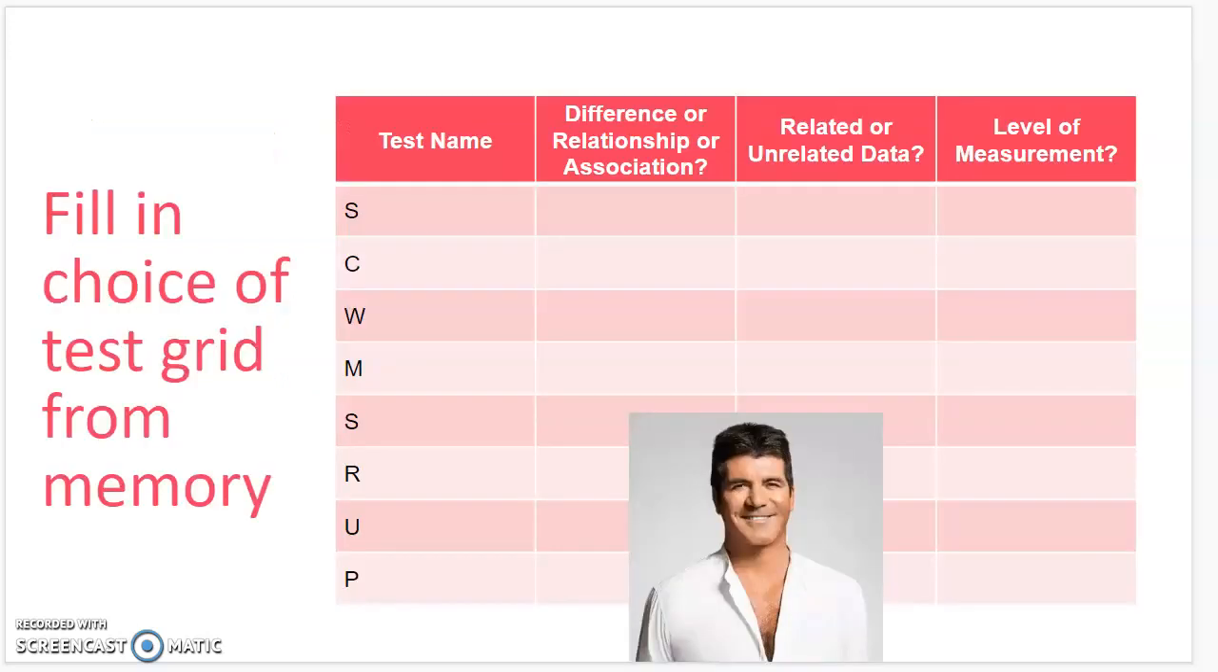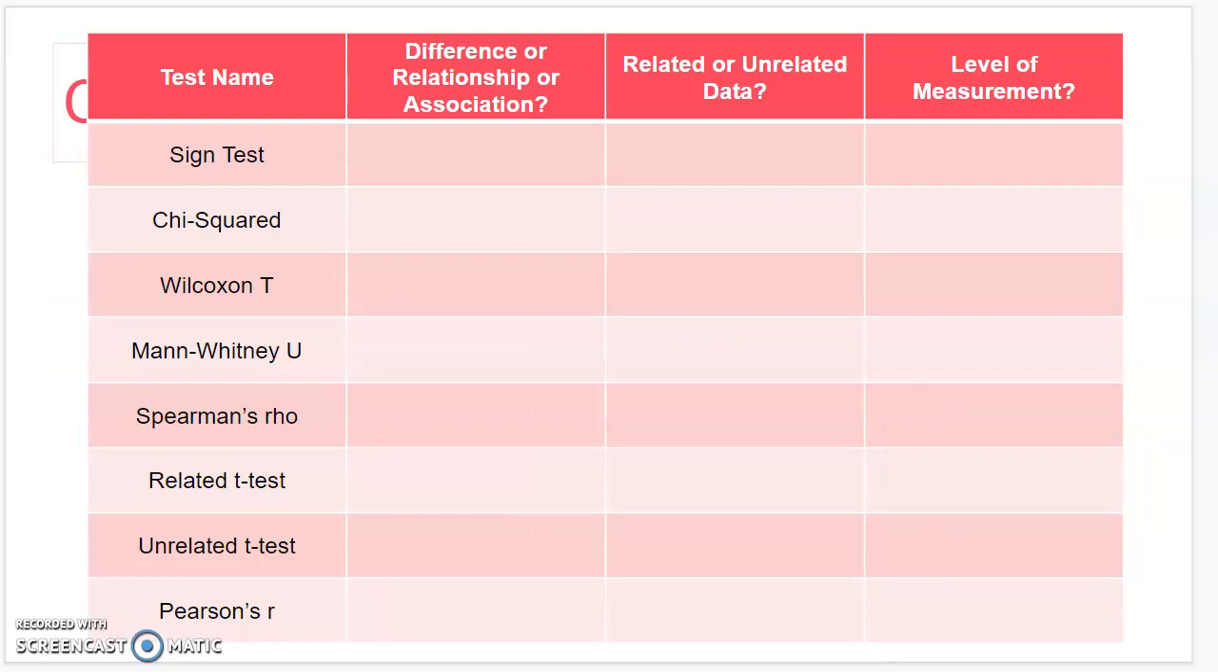Okay, this is the choice of statistical test grid. Most teachers use a variation of this grid, but this really boils it down to the key essential information. You might have also heard of the Simon Cowell mnemonic in terms of being able to remember the test names. So Simon Cowell wants more singers receiving unanimous praise, which then leads you to the names of the 8 different tests.